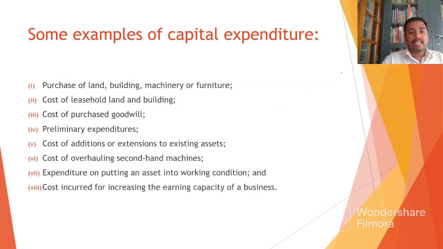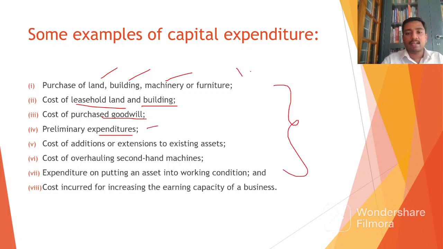Now let's see some examples of capital expenditure, like purchase of land, building, machinery, etc. Benefit will be received for a long time period. Then cost of leasehold land and building, benefit received for a long time period. Then you purchase goodwill, right? The goodwill of the company will last for a long time period. Then preliminary expenditures, like the initial expenses, will give benefit for a long time period. So all these expenditures are considered capital expenditures where the benefit is received for a long term period.